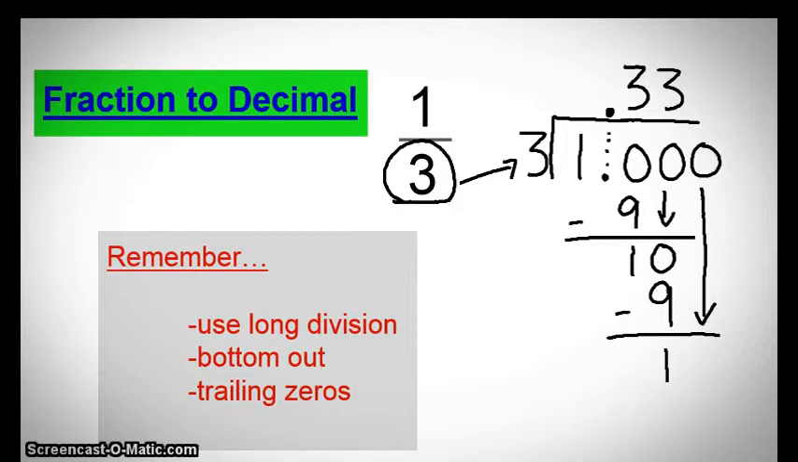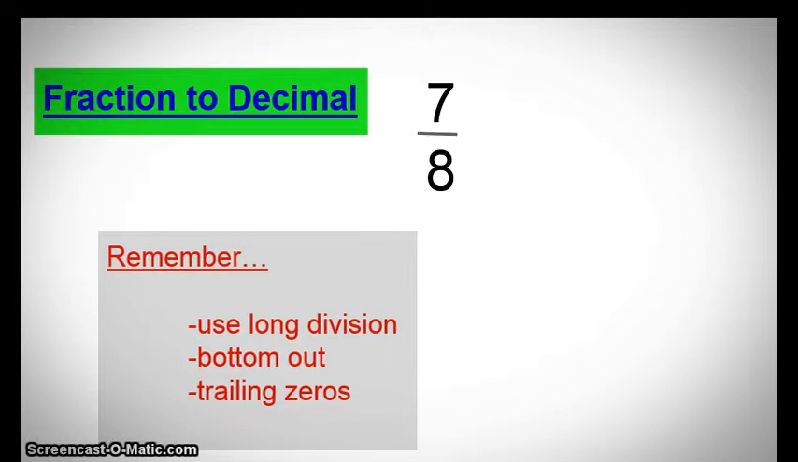3 goes into 10 3 times. 3 times 3 is 9. Subtract and you'll get a 1. This decimal will keep going on, but you can stop at 3 decimal places, so our answer is 333 thousandths.